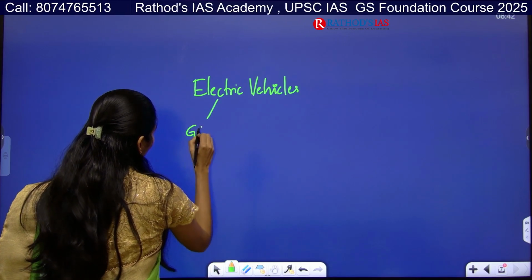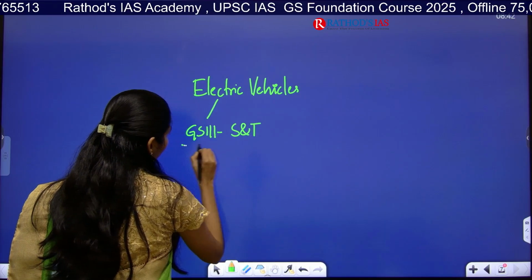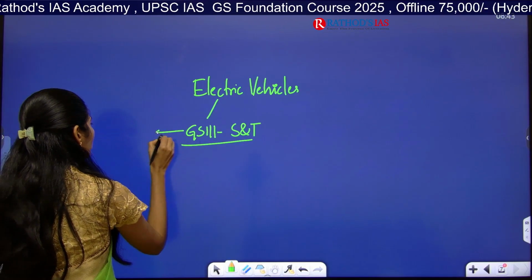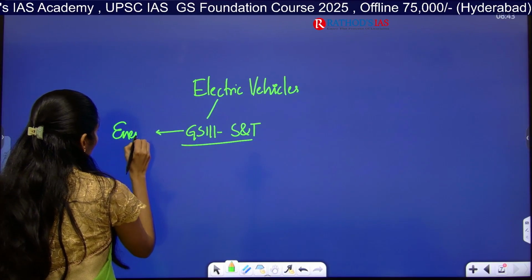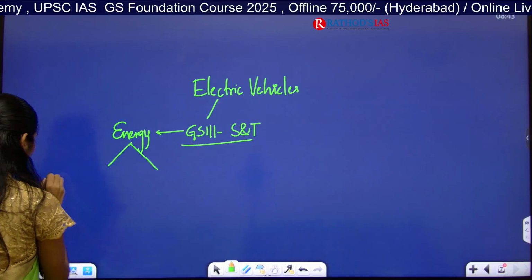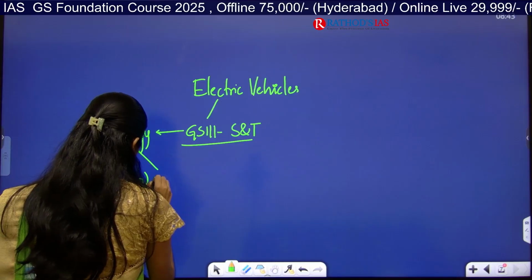In GS paper 3, under the science and technology topic, yes, this article is very important. Where can we fit it? We have energy. In this energy, we have different sources of energy. The first one is renewable energy sources and non-renewable energy sources.